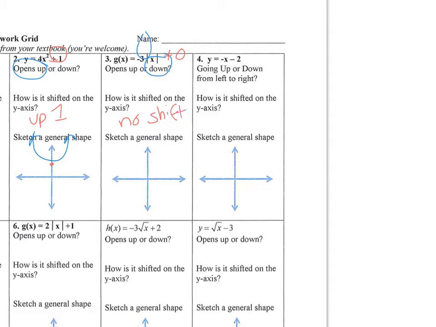It's going to start at the origin. Sketch a general shape. So it's starting at the origin. We know it makes a V because it's an absolute value and it's opening down. So it's going to look like this.